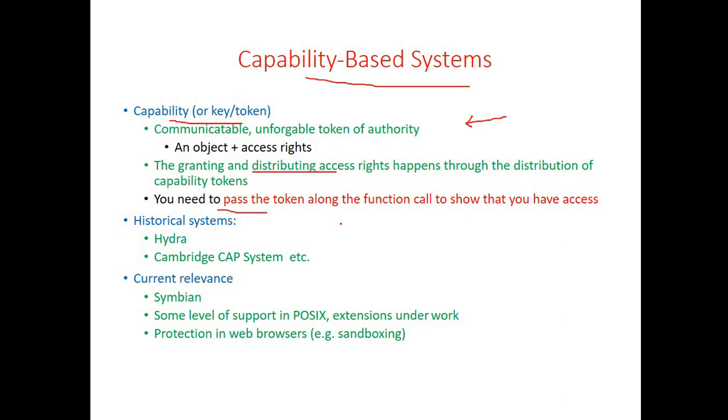So the user can pass the token along with the function call to show that he is having access to that particular function. Some of the historical systems that make use of this capability-based model are Hydra and the Cambridge CAP system, and in the present scenario Symbian, POSIX operating systems and some web browsers use capability-based systems as a protection mechanism.